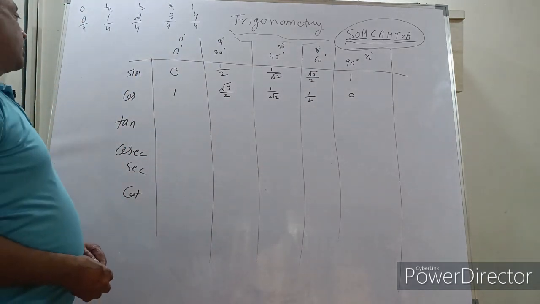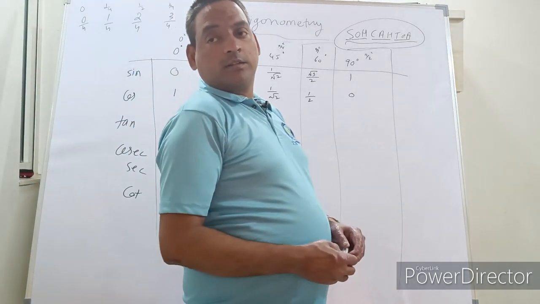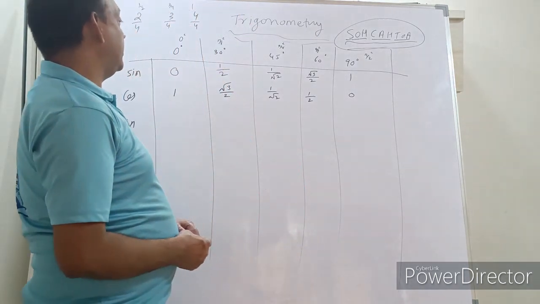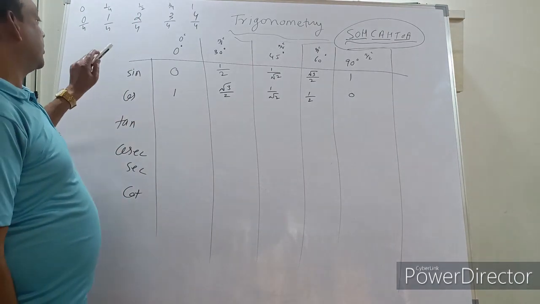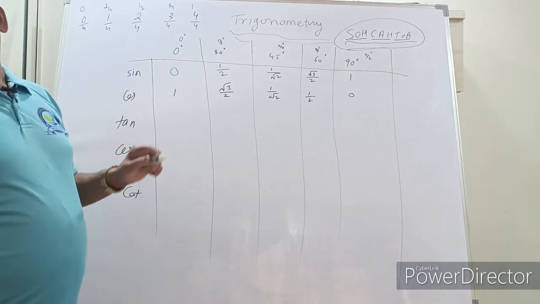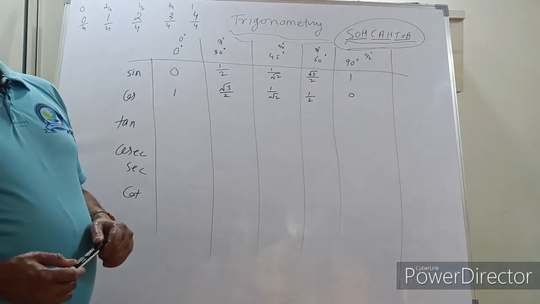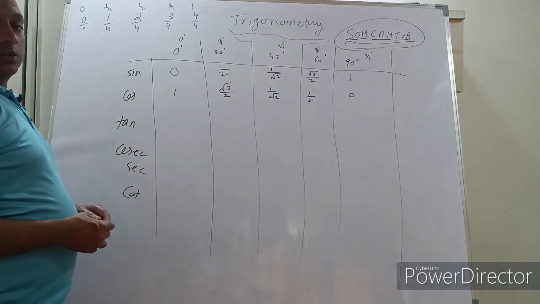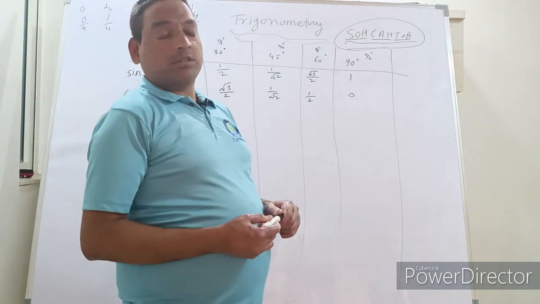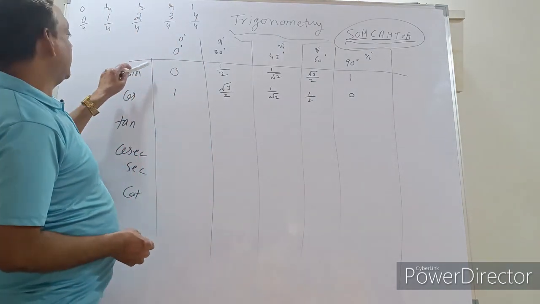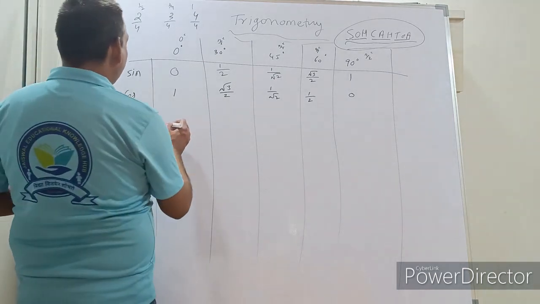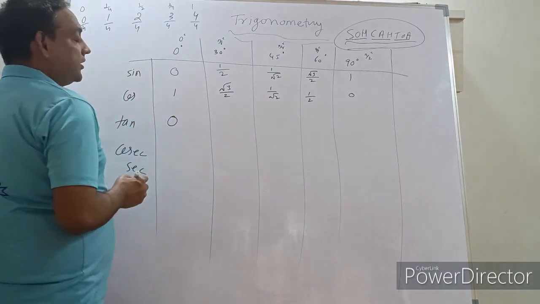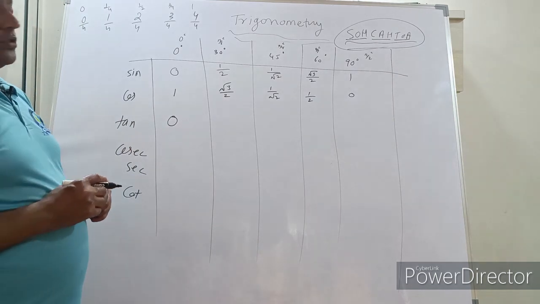Now the third one, how to find the tan. Remember we did a few formulas. One of the formulas is tan theta is equal to sine theta upon cos theta. Yes or no? What is the sine? 0. 0 divided by 1. 0 divided by any non-zero number is 0.